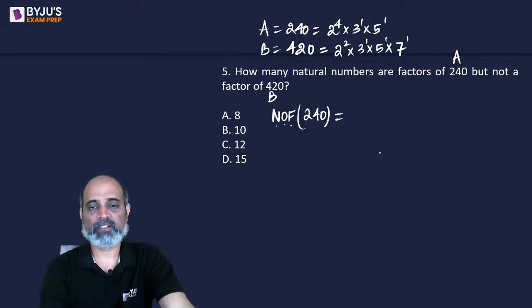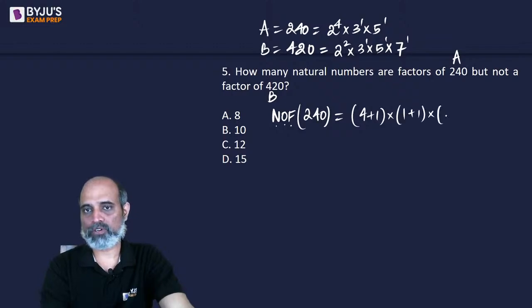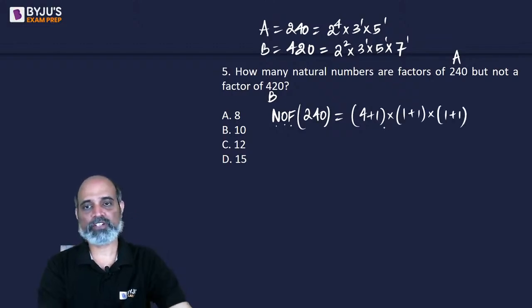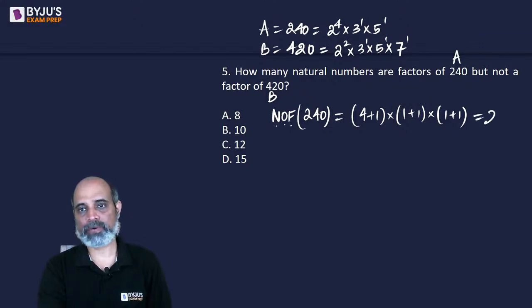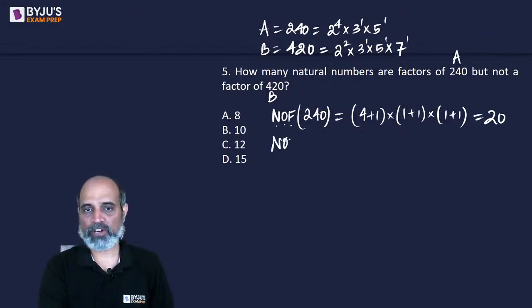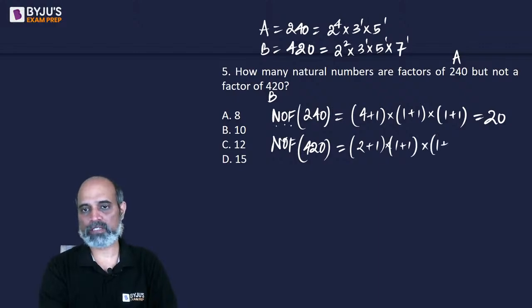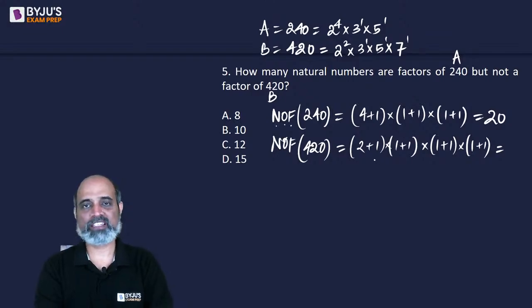Power being 1 each. So number of factors of 240 is going to be the product of powers plus 1 for all the prime numbers in its prime factorization, which is 5 into 2 into 2, which is 20. Similarly, number of factors of 420 is going to be power plus 1 into next power plus 1 into next power plus 1, the product of all powers after adding 1. So this is 8 into 3, 24.